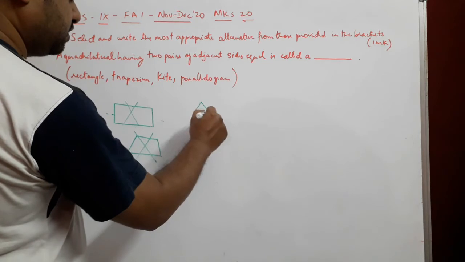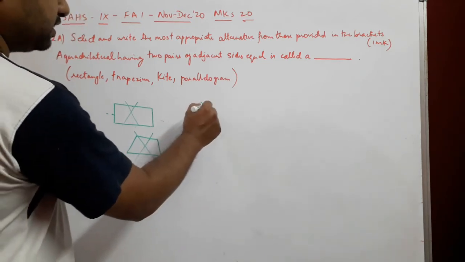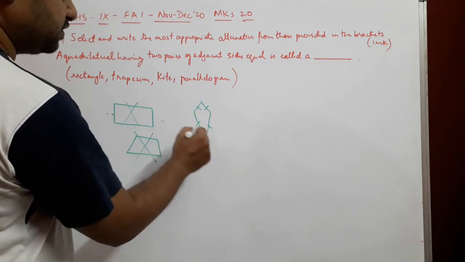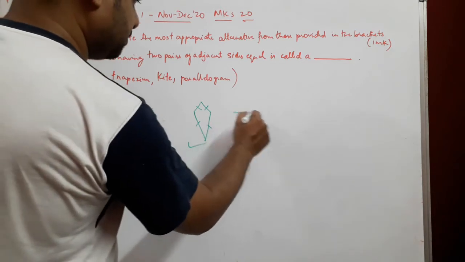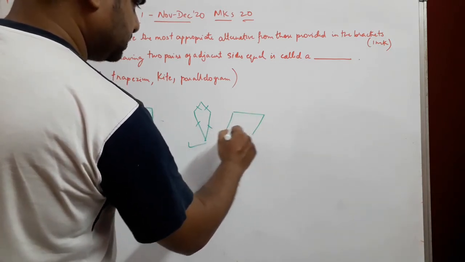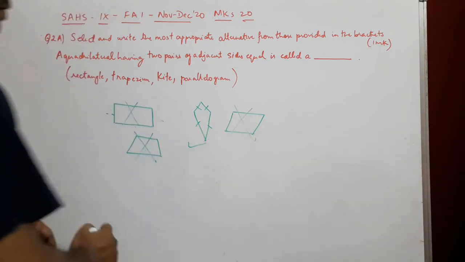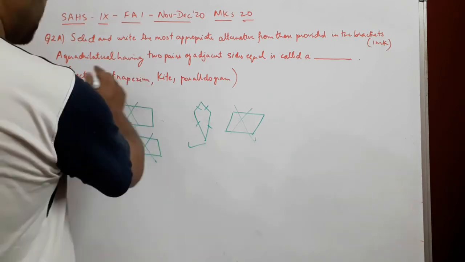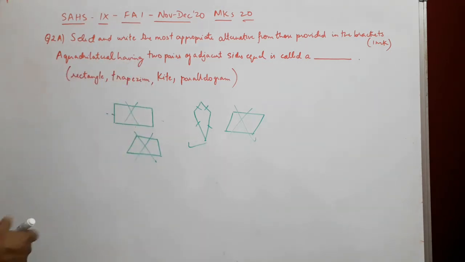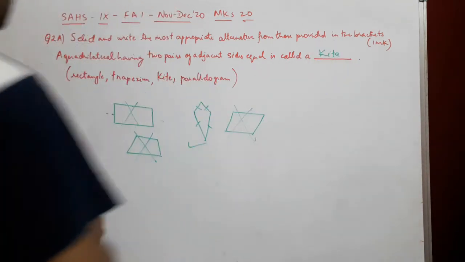Kite looks something like this. Here two pairs of adjacent sides are equal, so this definitely falls in our category. What about a parallelogram? A parallelogram looks like this, where the adjacent sides are not equal, so we rule it out. The opposite sides are equal. So our answer for this question is: a quadrilateral having two pairs of adjacent sides equal is called a kite. So that is for 1 mark.